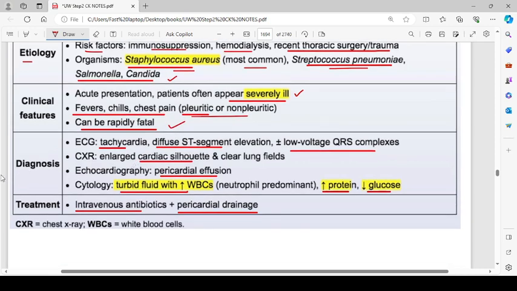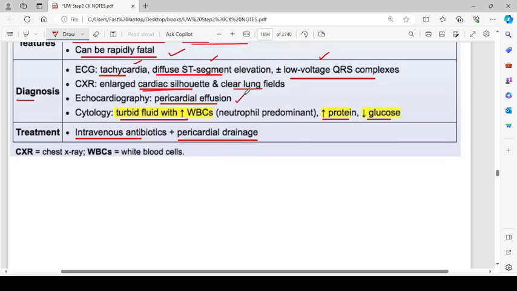and can be rapidly fatal as well. The diagnosis is ECG. ECG will show tachycardia, diffuse ST elevation with or without low voltage QRS complexes. The chest X-ray shows an enlarged cardiac silhouette and clear lung fields. Echocardiography will show pericardial effusion. Cytology will show turbid fluid with increased WBC, that will be neutrophil predominant, and increased protein and decreased glucose. Treatment is with intravenous antibiotics with pericardial drainage.